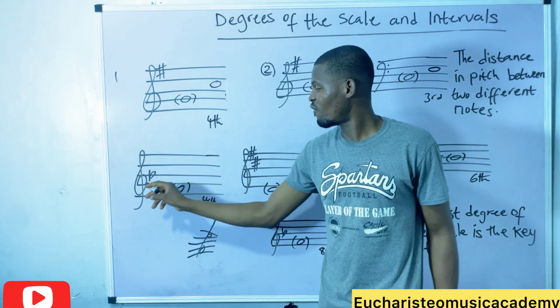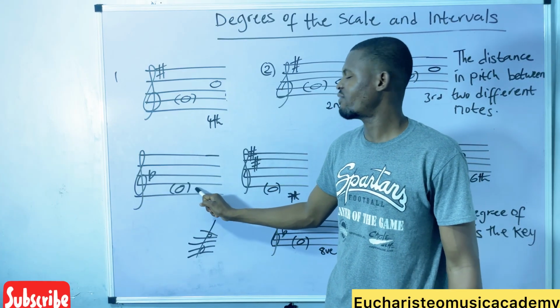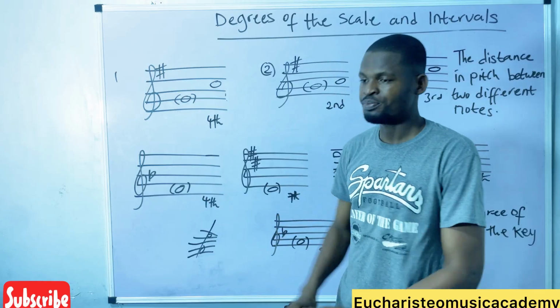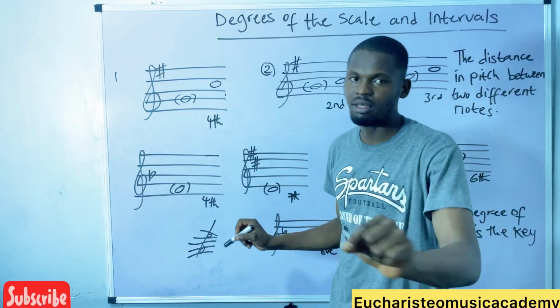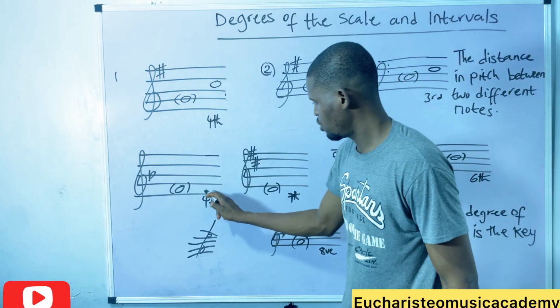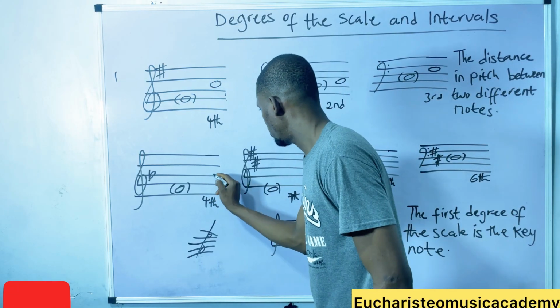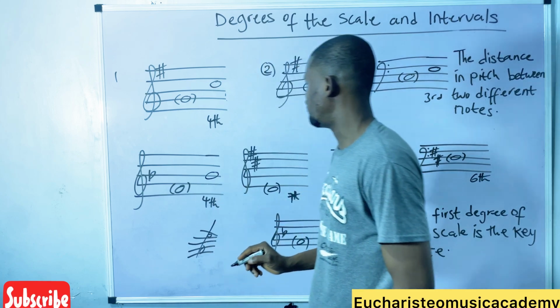Let's go to this next one. This is on the key of F, and this is our first degree because it is on the space F. We are asked to draw a semibreve on the fourth degree. Let's count: 1, 2, 3, 4. Come here and draw a semibreve. Very simple.